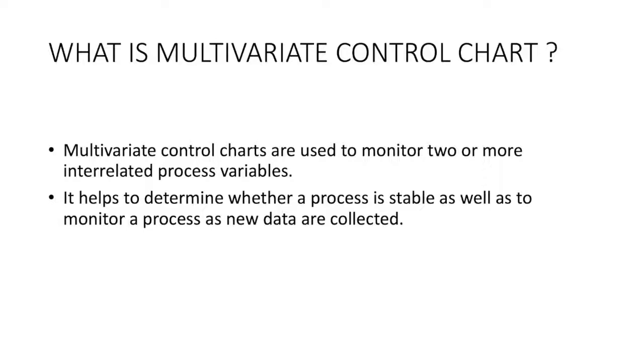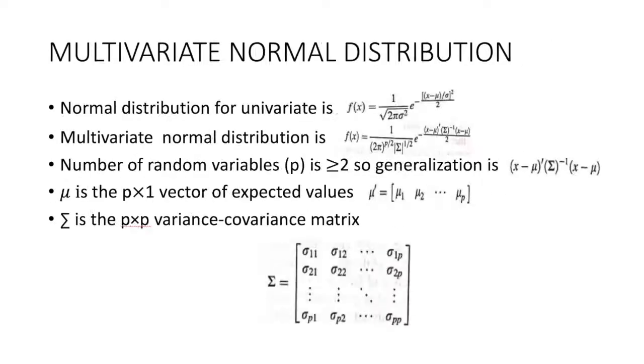So, multivariate control charts are used to monitor two or more interrelated process variables. They help to determine whether a process is stable, as well as to monitor a process as new data are collected. Now moving on to the multivariate normal distribution.